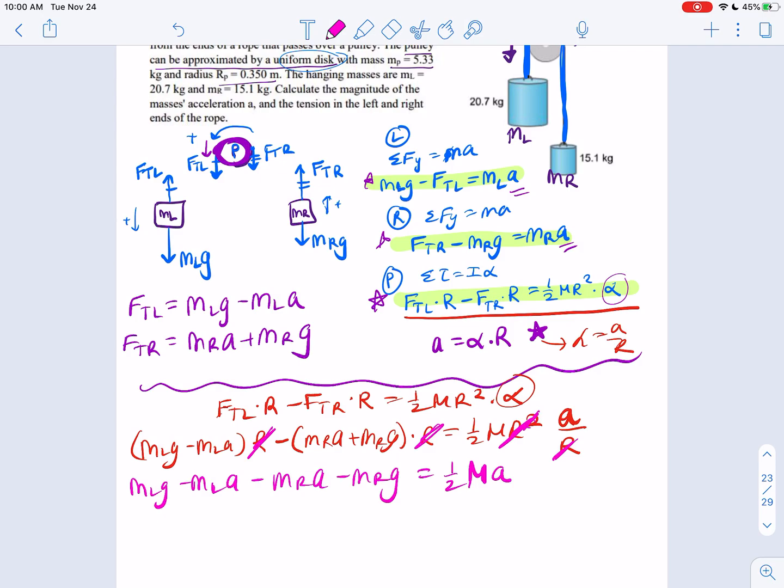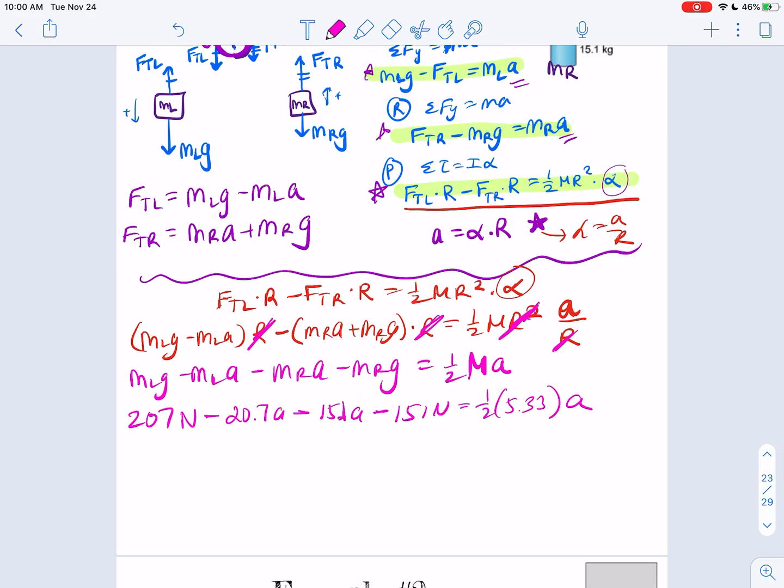So MLG is 20.7 times, I'm just going to use 10 for g, so 207 Newtons, minus 20.7A, minus 15.1A, minus 151, equals 1/2 M, where the pulley is 5.33. That's pretty huge. A. Let me clean this up a little bit: 207 minus 151. I hope this is right. I don't think there's an answer given, but we're going to hope for the best.